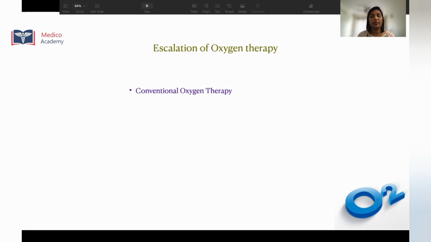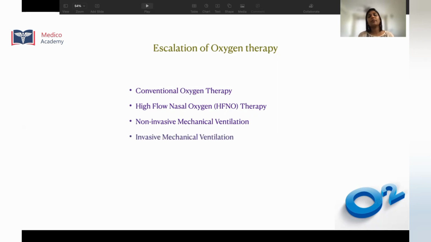If the conventional oxygen therapy doesn't help the patient, then you can step up to high flow nasal oxygen therapy, which is usually administered via a high flow nasal cannula that is attached to an HFNO machine. There is a separate lecture on high flow nasal oxygen therapy. You can refer to that later. Suppose the high flow nasal oxygen therapy also fails to achieve your goals, then the next option that you have is non-invasive mechanical ventilation. If NIV also fails, the next option is going for invasive mechanical ventilation, where you intubate the patient and mechanically deliver the breaths to the patient. Suppose the invasive mechanical ventilation also fails, then your next option is ECMO, or the extracorporeal membrane oxygenation, that is done using an ECMO device in specialized centers. So that's about escalation of oxygen therapy.